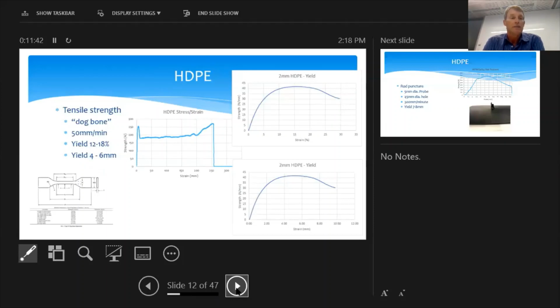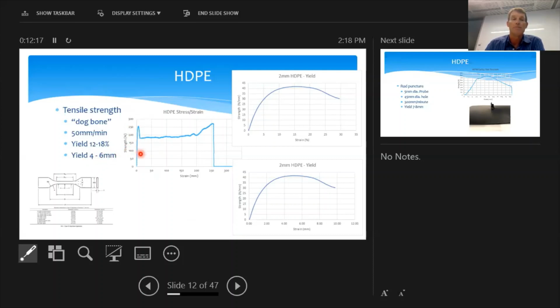So if we talk about tensile strength of HDPE, it's important to understand exactly what we're testing, because we talk about strength in terms of newtons per millimeter and kilonewtons per meter and so on. Essentially what we have is a dog bone sample that is only 6 millimeters wide. We put it in the tensile machine, and that stresses at 50 millimeters per minute, and what we get is a yield point that's between 12 and 18% elongation, or 4 to 6 millimeters deformation.